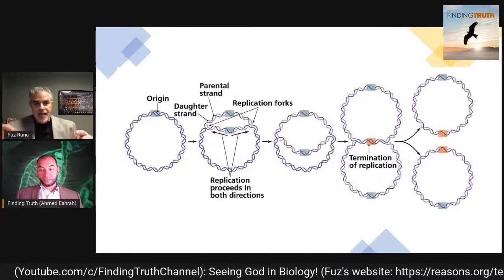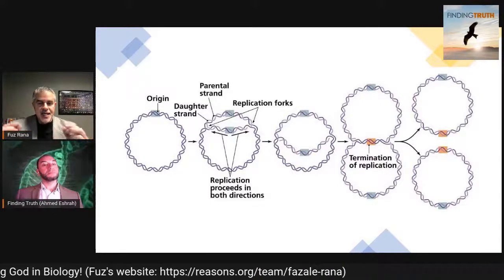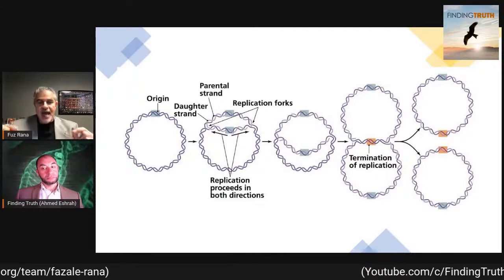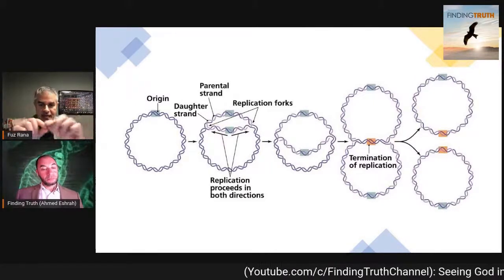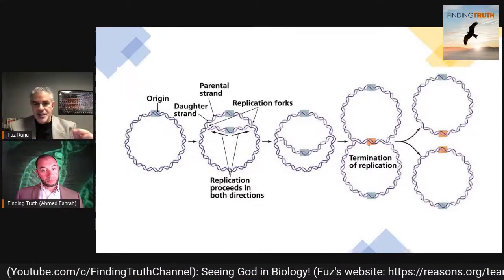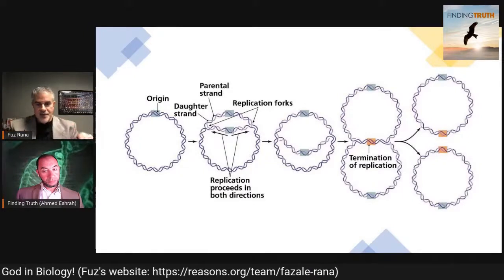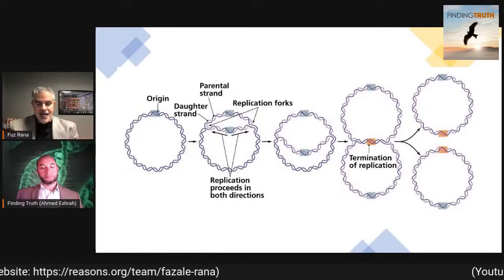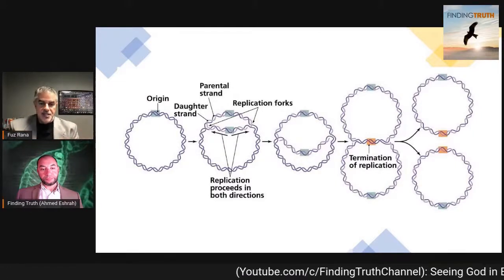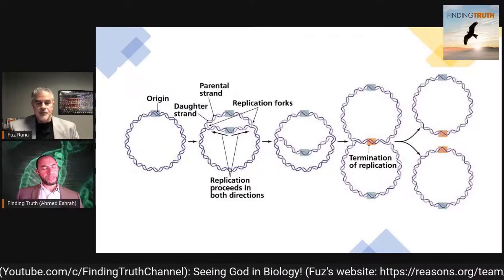And the replication is taking place once the bubble opens up in two directions. And so what's called the replication fork, which is the place where the replication is actively taking place. And so replication actually is proceeding in both directions. So when the bubble opens up, you create two replication forks. And so the replication is going in opposite directions around the DNA circle. So it's a highly efficient process because it's going not in a single direction, but simultaneously in two directions.